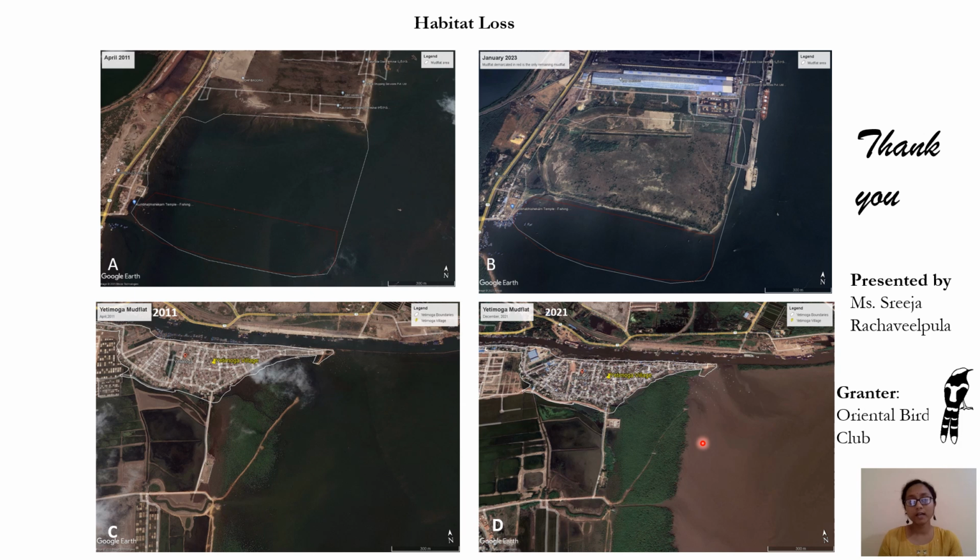In a nutshell, I would like to say it is very important to conserve these mudflat habitats because they are exposed to both natural as well as anthropogenic pressures.